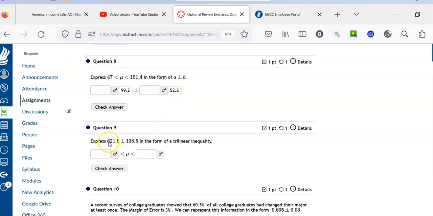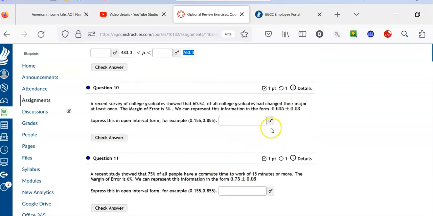Now we're going to go backwards. So that means this is the midpoint now. If I take 621.8 and subtract 138.5, I'm going to get 483.3. And at the same time, if I take 621.8 and add 138.5, I'm going to get 760.3. So this goes from midpoint plus or minus the margin. I subtract it to get the lower number of the inequality, and add it to get the upper number.